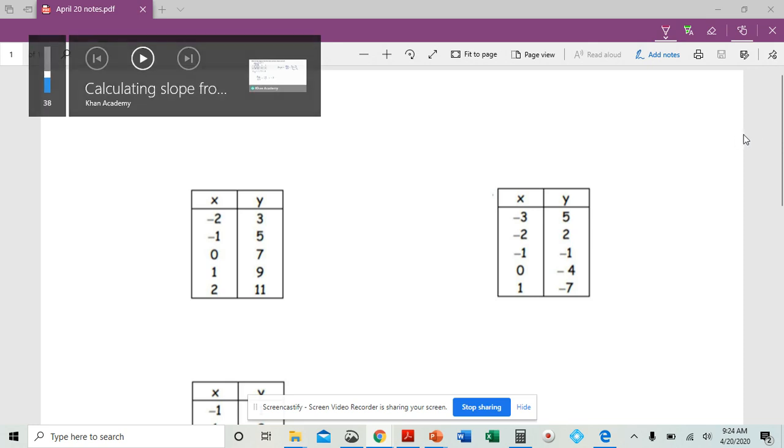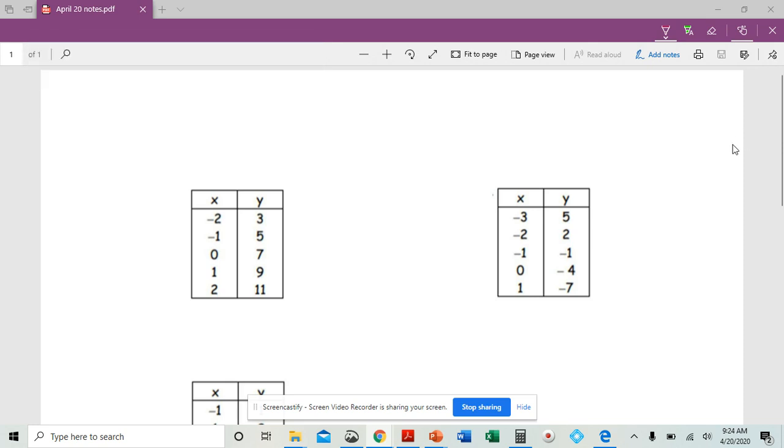Finding the slope or rate of change from a table or graph can sometimes be a little bit tricky. So let's go through some examples so that way you're confident in moving forward and being able to find it without having it in an equation form.